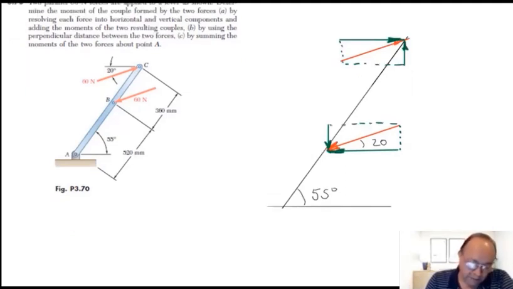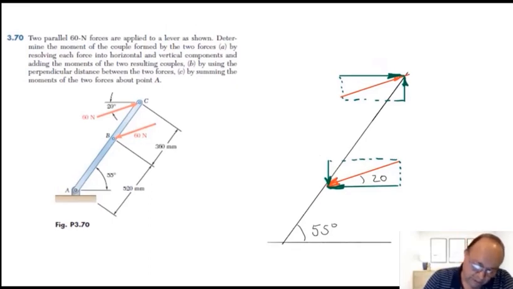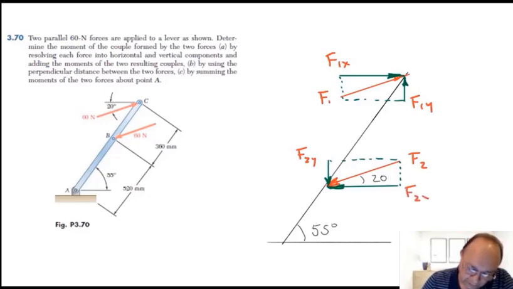We should put some names here. Let's call this one F1 and this one F2. So this one will be F1X and this F1Y. This one will be F2Y, so F2X. So, determine the moment of the couple formed by the two forces by resolving each force into horizontal and vertical components and adding the moments of the two resulting couples.